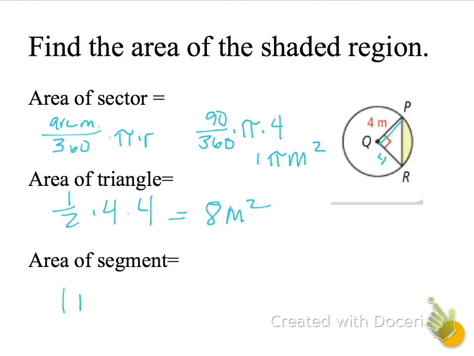So now we subtract them. I messed up. This was supposed to be squared, sorry. So it's 90 divided by 360, which is 0.25, times 4 squared, which is 16. So that's supposed to be 4 pi. That's better. So it's going to be 4 pi minus 8, because you should never get a negative number for your area. That's how I knew I did something wrong. So now we're typing in 4 pi minus 8. So the area of that shaded segment is 4.57 meters squared.